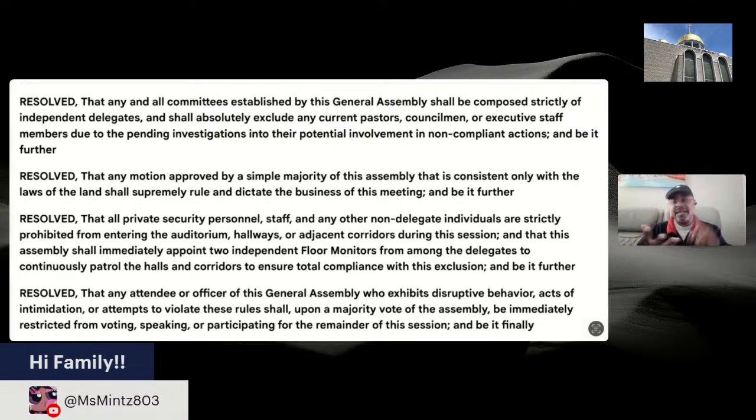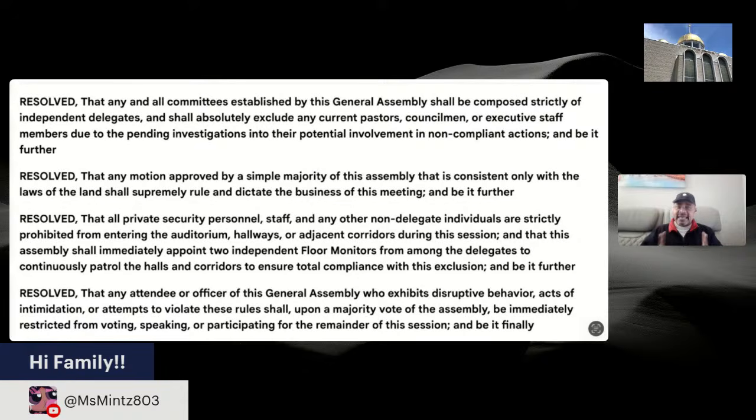There should not be any guards. There should not be any maids. There should not be any family members. There should not be any staff, executive staff. Everyone inside the auditorium is to be delegates only, or individuals that make up the General Assembly, which is only delegates and the CEO. And once again, so that everyone understands, a pastor, even though we don't call them a delegate, is a delegate inside the General Assembly.